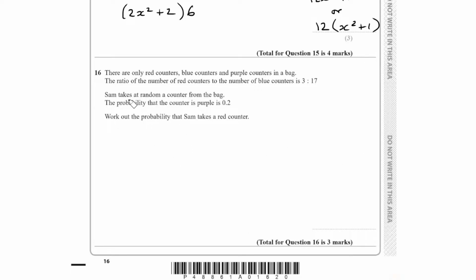Okay. So we've got, by the looks of it, probability and ratio again. There are only red counters, blue counters, and purple counters in a bag. The ratio of red counters to blue is 3 to 17, so red to blue there. Sam takes at random a counter from the bag. The probability that the counter is purple is 0.2. Work out the probability that Sam takes a red counter.